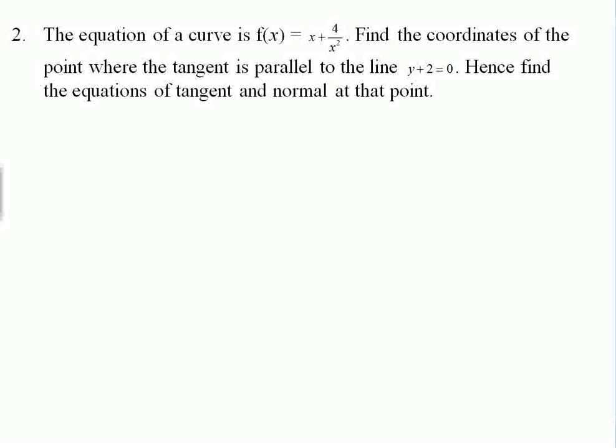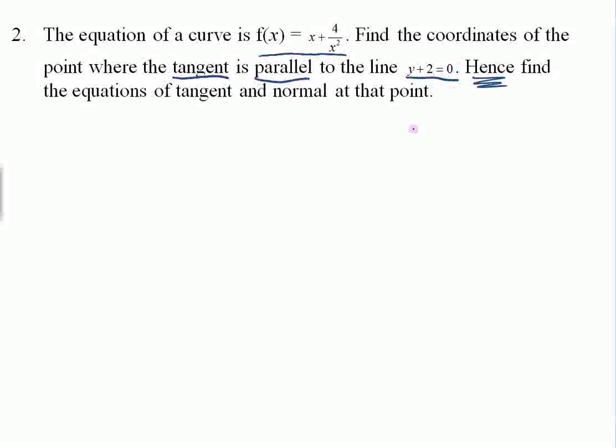Question 2 gives us this curve here. f(x) is equal to x plus 4 over x squared. And we're asked to find the coordinates of the point where the tangent line, so the line that's tangent to the curve, is parallel to the line y plus 2 equals 0. Hence, find the equation of the tangent and the normal at that point.